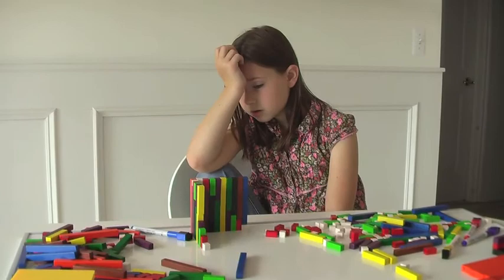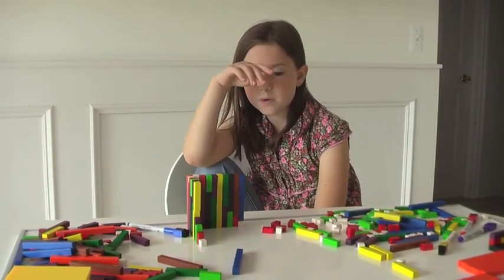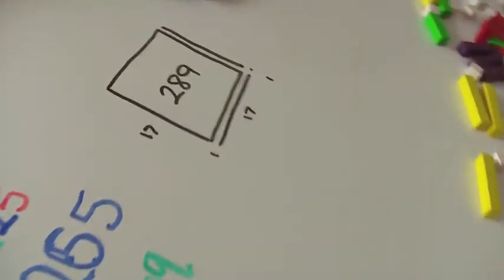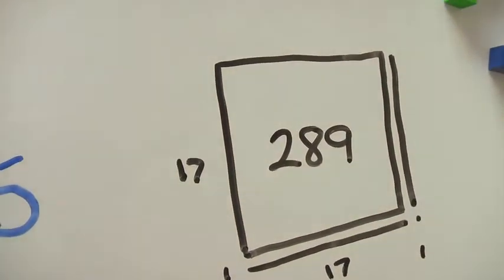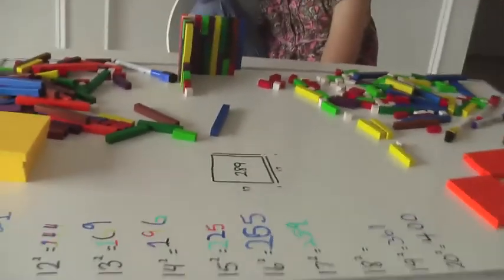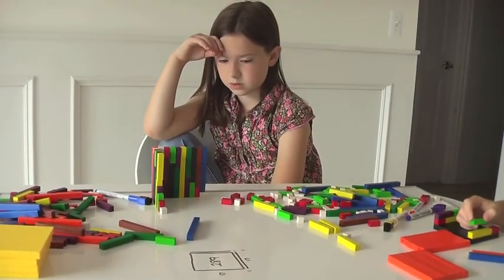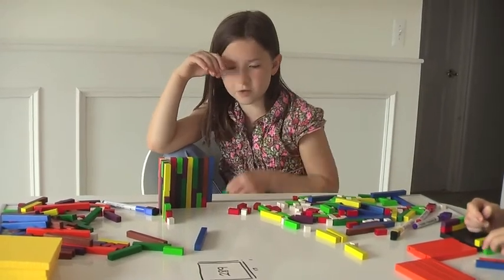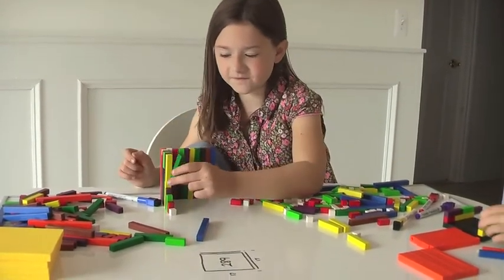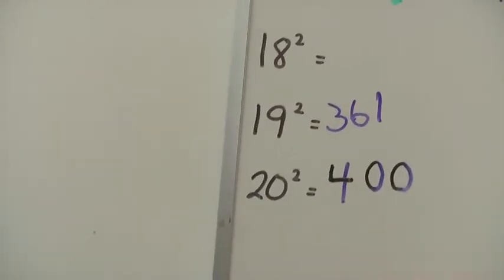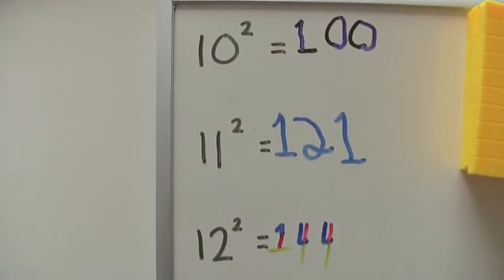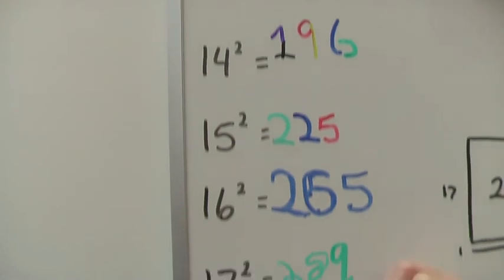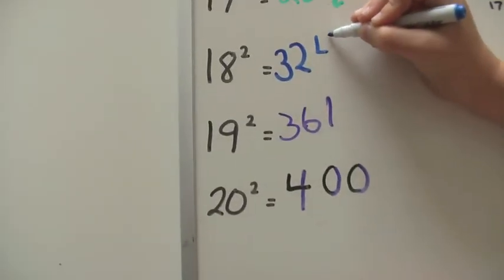Does it help if you think 290 is 10 less than 300? She's doing 290 plus 17 plus 17. 290 plus 34 equals 324. Yep, 324. So she's going to write that down right there. Girls, you did so good. All of the square numbers from 10 to 20.